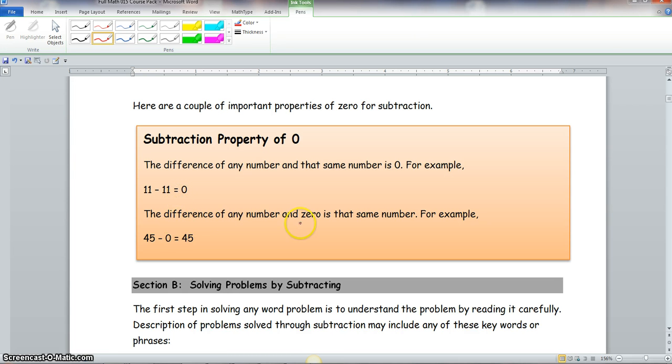The difference of any number and 0 is that same number. For example, 45 minus 0 is 45. So you could take any number minus 0 and it'll just give you that number.